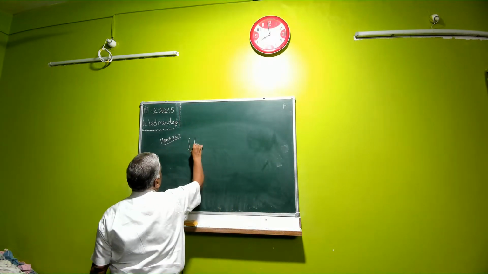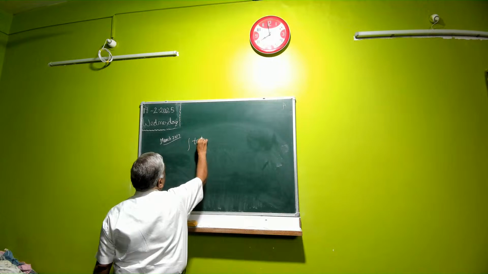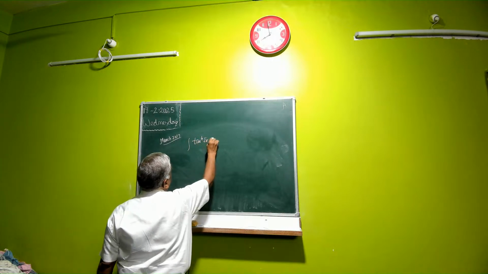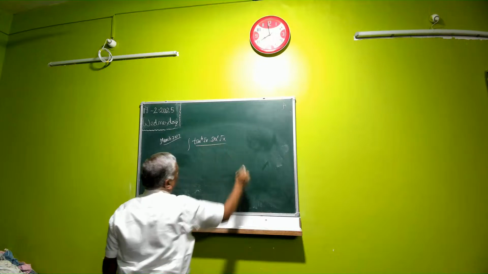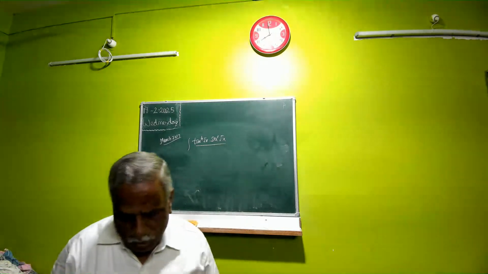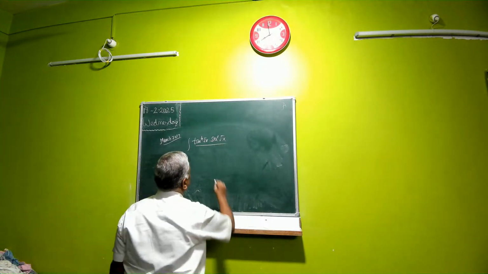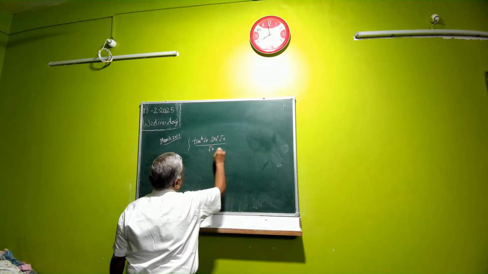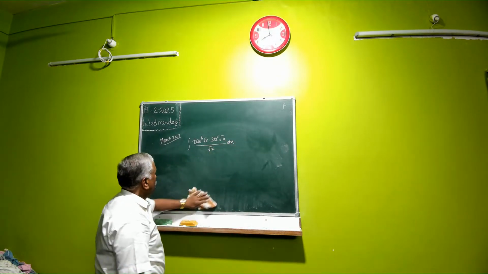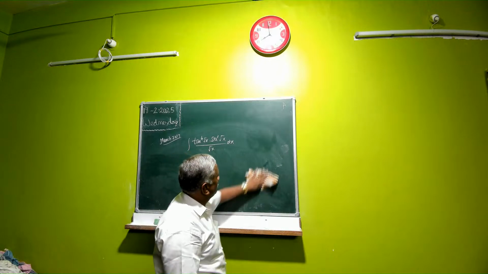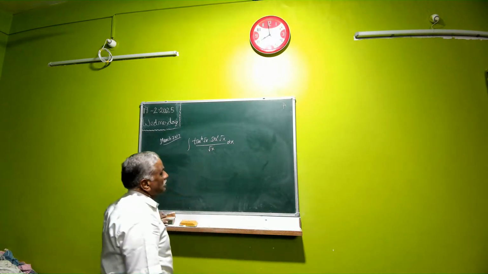integral of tan to the power of 4 root x into secant square root x divided by root x. This is another problem, not difficult. You should be familiar with this. Again, substitution method.